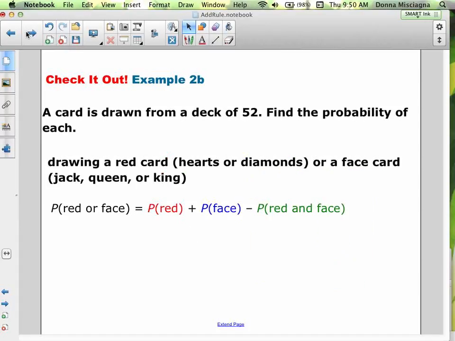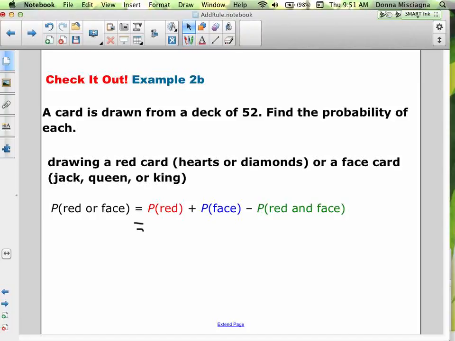I keep forgetting. All right, so let's do this problem together. A card is drawn from a deck of 52. Find the probability of each. We want to find the probability of drawing a red card, hearts or diamonds, or a face card. We're not going to draw all of these out, but maybe we'll list some just to help us remember.